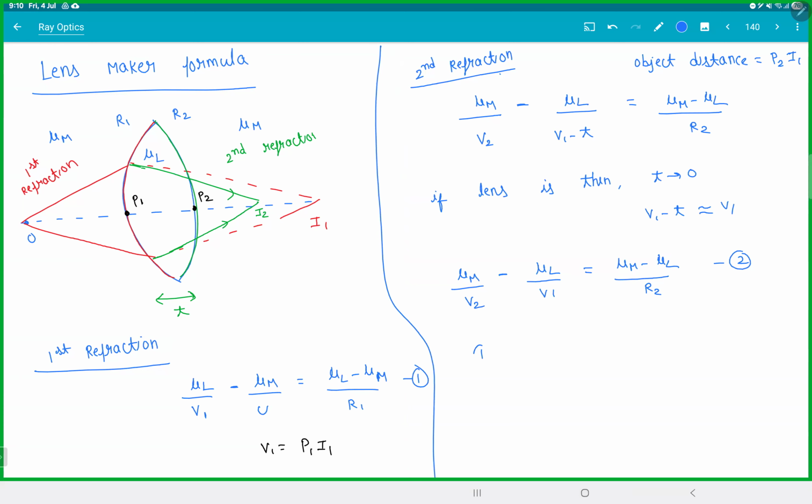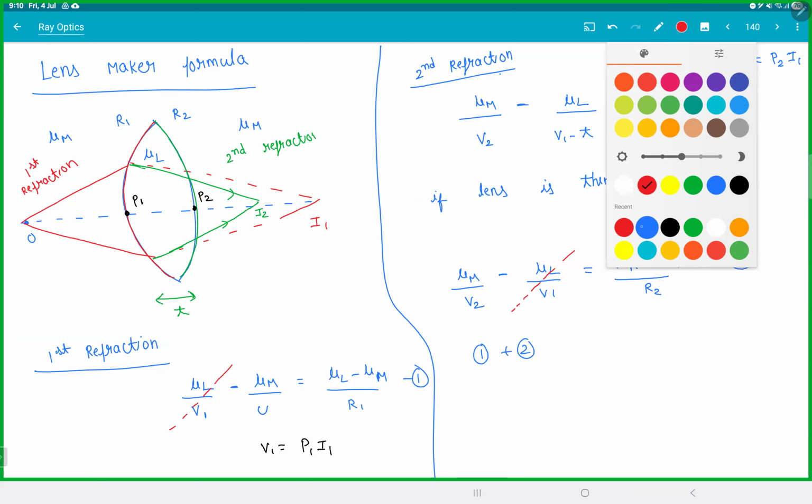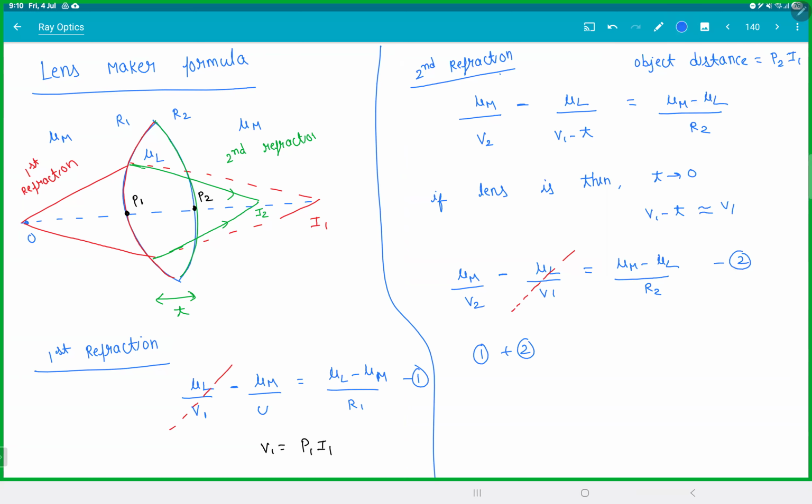Add equation 1 plus 2. When you do that, you will notice this term here and this term here will cancel out. That is the advantage of a thin lens. If the lens is not thin, those terms won't get cancelled. And you end up with mu M by V2 minus mu M by U is equal to mu L minus mu M into 1 by R1 minus 1 by R2.